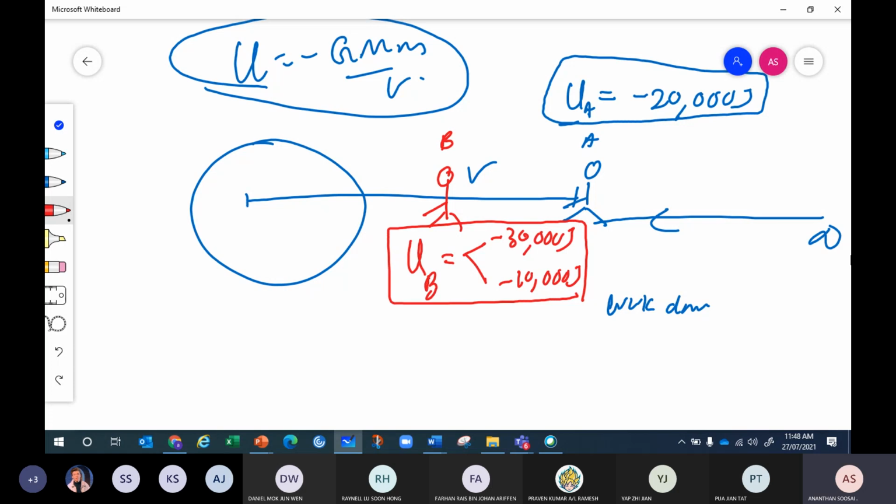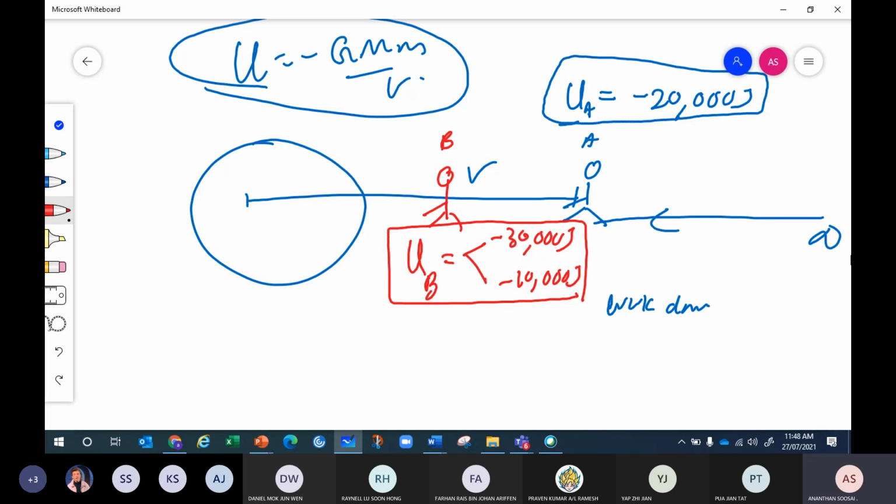Please WhatsApp me, anybody, all of you. What is the answer? Do you think it's negative 30,000 joule or negative 10,000 joule? Okay, one of you said negative 30,000 joule. The others, try to think. Negative 30,000 or negative 10,000, which makes sense? Okay, one of you said negative 10,000. Okay, one gave a reason.